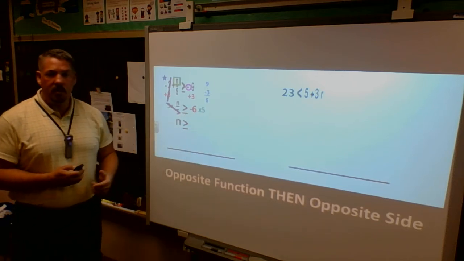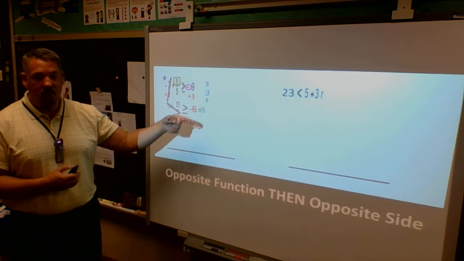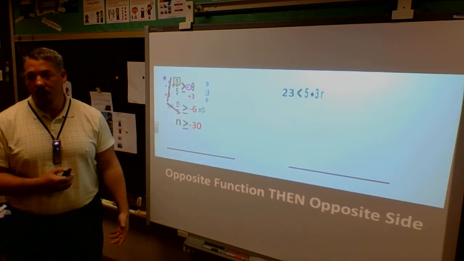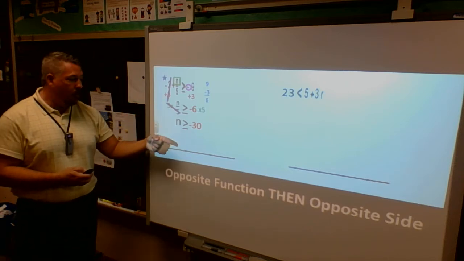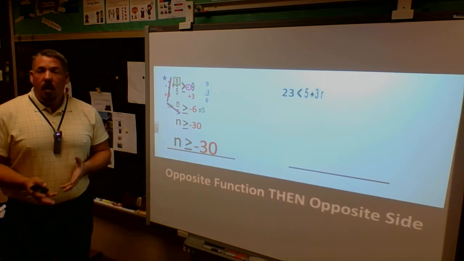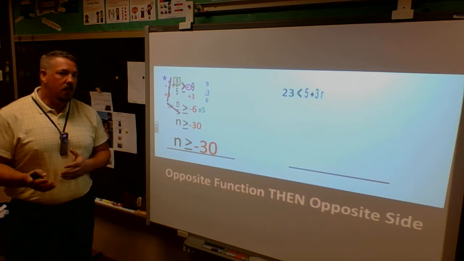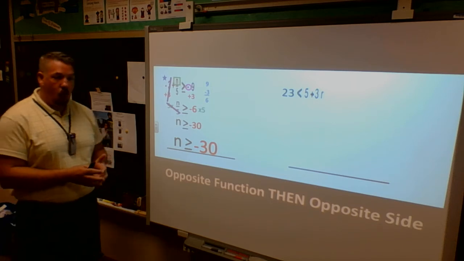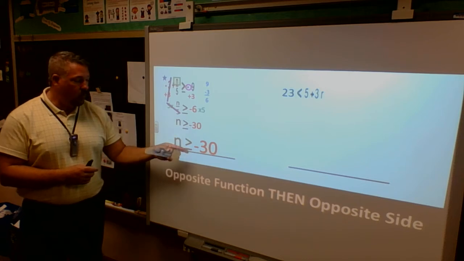So I do the math and I get 6 times 5, which is 30. They're opposite signs, one negative, one positive, so I know my answer is a -30. So my final answer then, after I've showed all of these steps for showing work, is that n is greater than or equal to -30. I'm not telling you exactly what n is equal to, but I know that it is greater than or equal to -30.